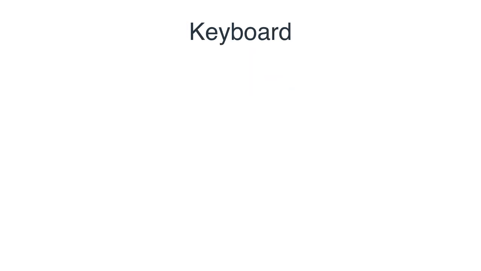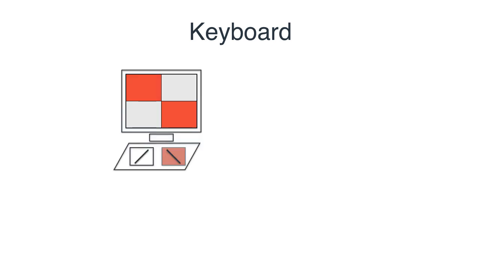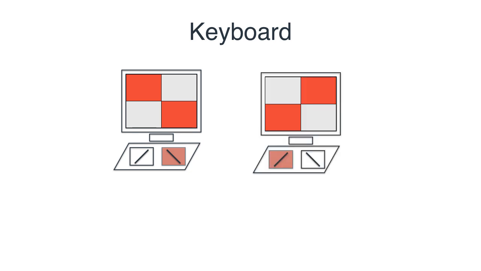So let's look at what happens when we use the keyboard in this world. So here we have the computer. If we press the key on the right, which is the backward slash, this is what happens on the screen. It draws a backward slash with the pixels. And if we press the left key, the forward slash, it draws a forward slash with the pixels.